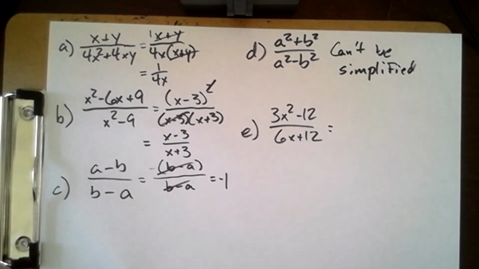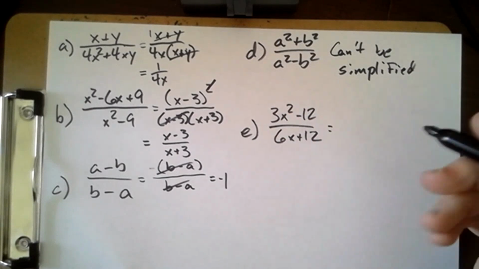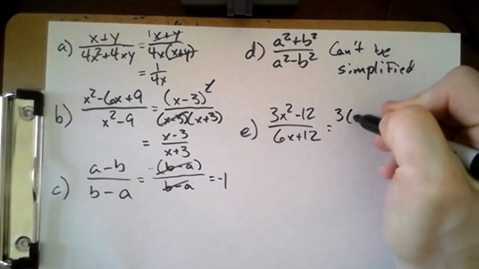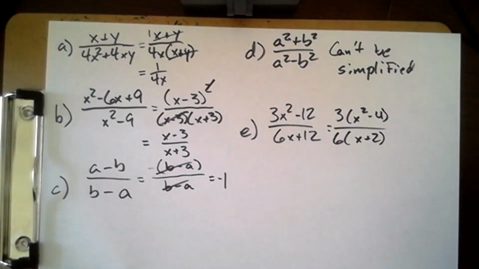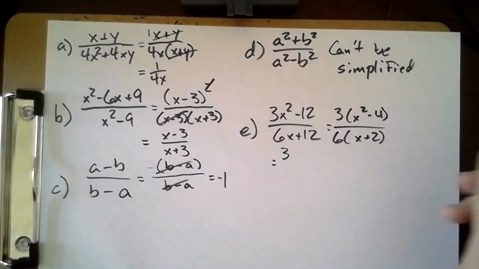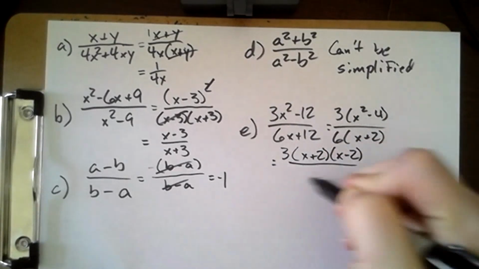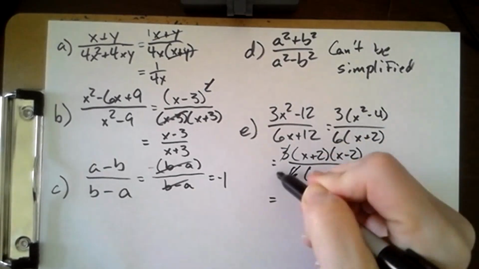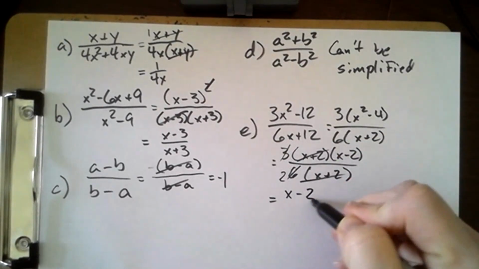Finally, we've got 3x squared minus 12 over 6x plus 12. So I can factor my numerator as 3 times x squared minus 4. And my denominator is going to be 6 times x plus 2. Well, I can further factor my numerator because that is a difference of squares. That's 3 times x plus 2 times x minus 2 over 6 times x plus 2. I'll cancel my 3, which gives us a 2 in the denominator, and I'll cancel my x plus 2's, and I'm left with x minus 2 over 2.